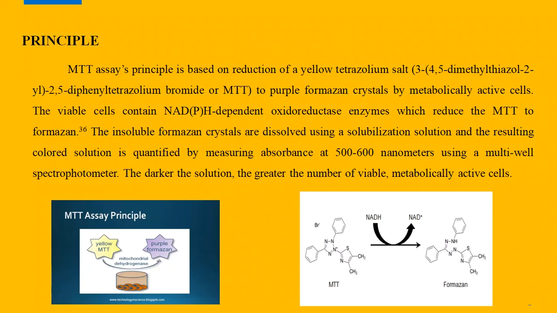The darker the solution, the greater the number of viable metabolically active cells. And this picture shows the MTT principle in short, that is conversion of yellow MTT into purple formazan with the help of the enzyme dehydrogenase, which is NADPH dehydrogenase. And this involves the reduction of MTT into formazan as a chemical reaction.